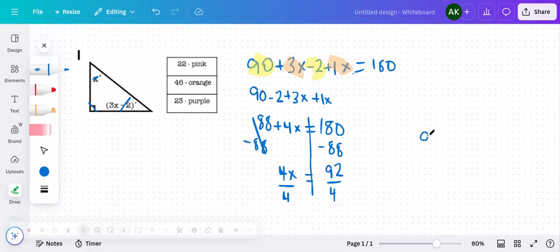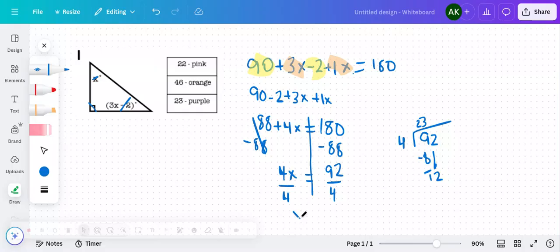And then we can divide 92 by 4 and see what we get. 4 will go into 9 2 times. My remainder is 1, so I drop that 2 down. And 4 will go into 12 3 times.